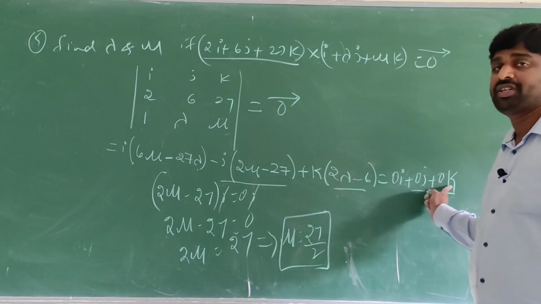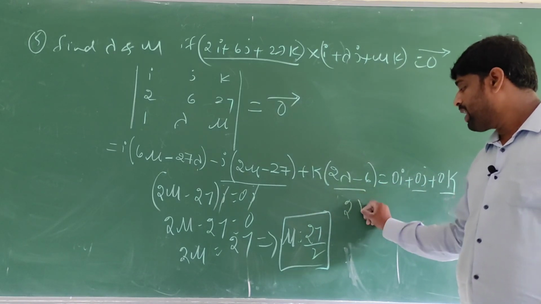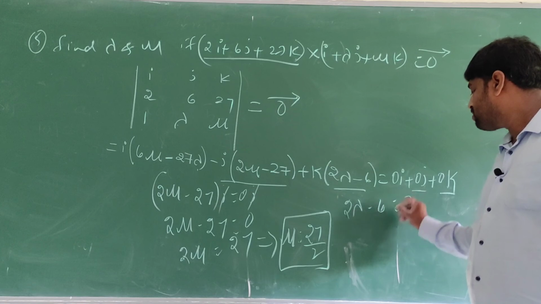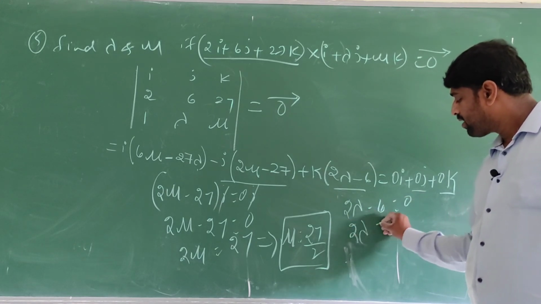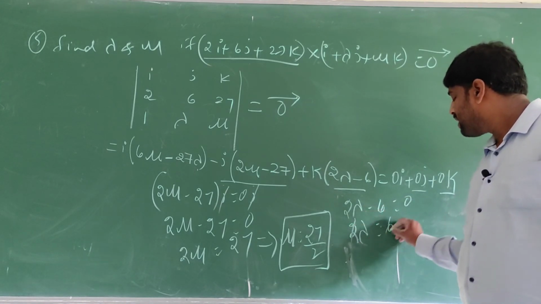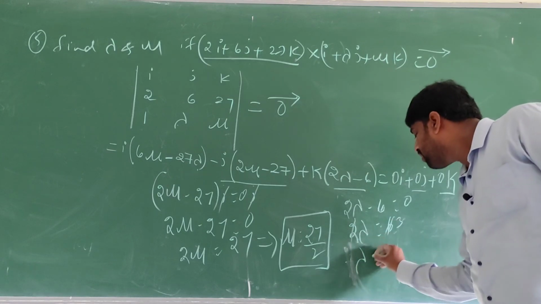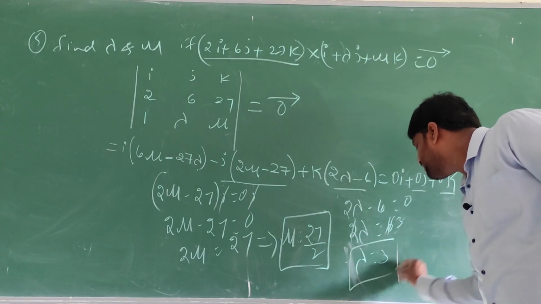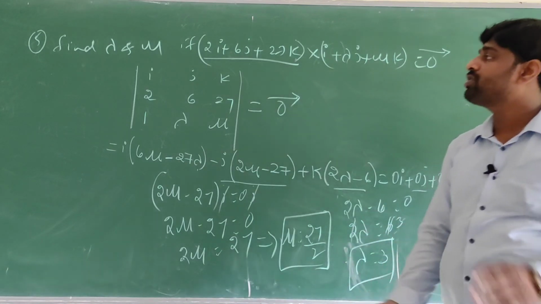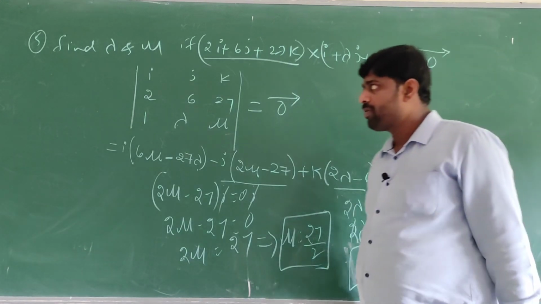Next, equate the k coefficients. That is 2 lambda minus 6 equals 0, 2 lambda equals 6, therefore lambda equals 3. This is the solution for problem number 5.